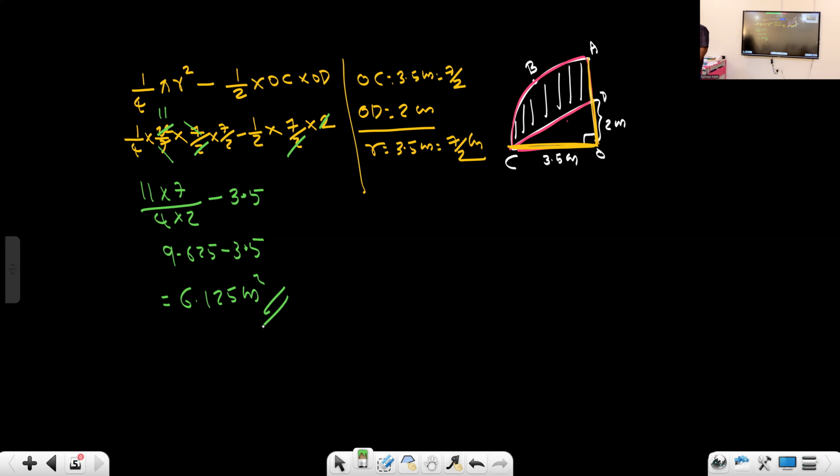Question number 14th one. Similar question we are connecting.